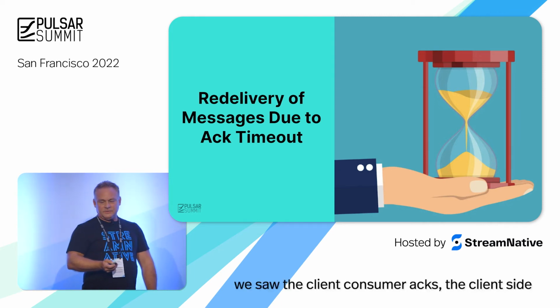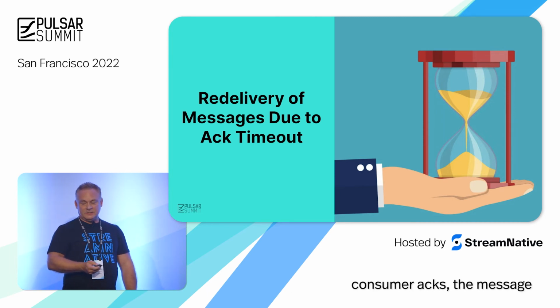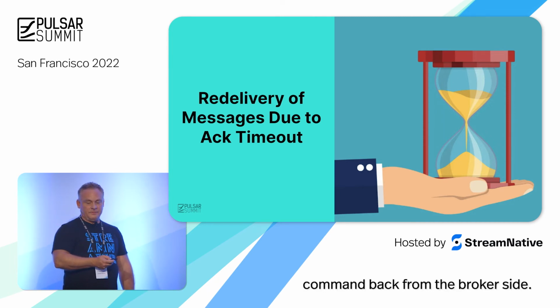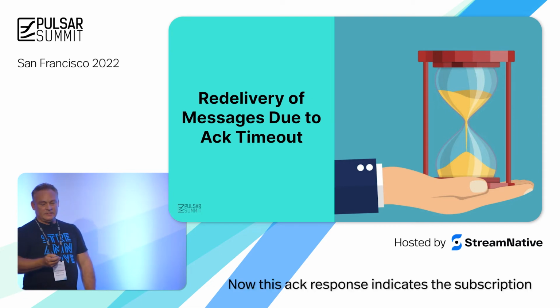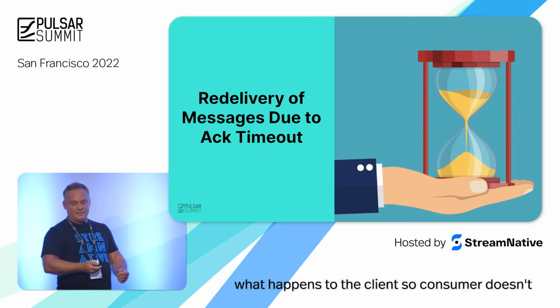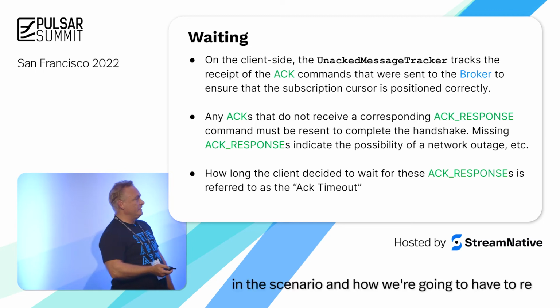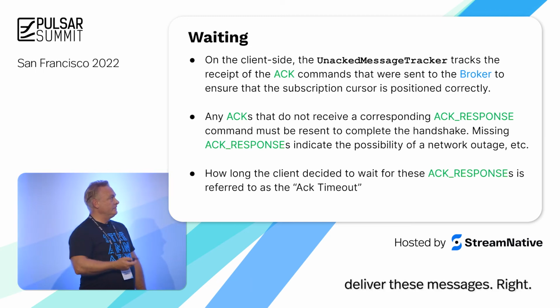So, in the previous section, we saw that the client side consumer acks the message and it expects to receive an Ack response command back from the broker side. Now, this Ack response indicates the subscription cursor is moved. In this section, we're going to discuss what happens if the client side consumer doesn't get this Ack back, right? What do we do in the scenario and how we're going to have to redeliver these messages, right?